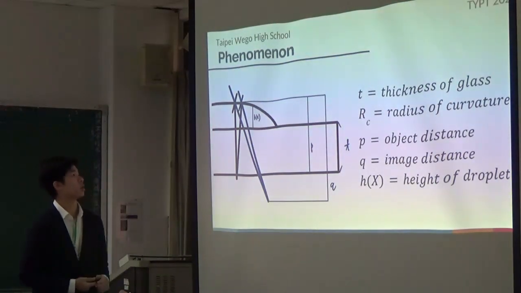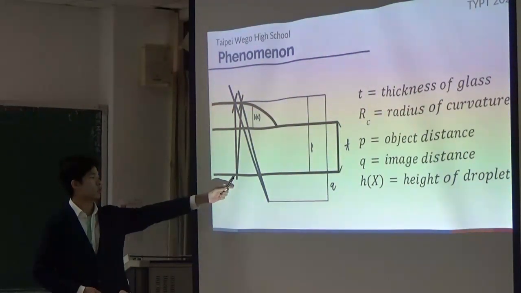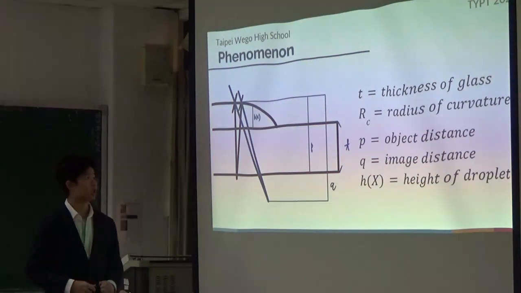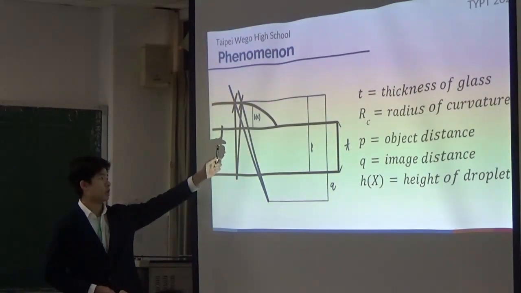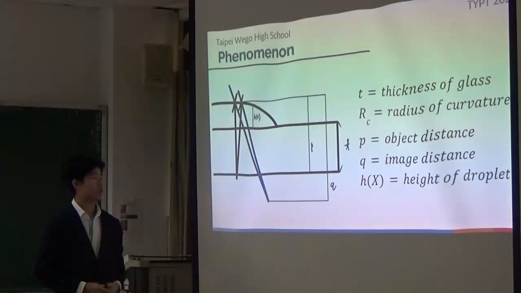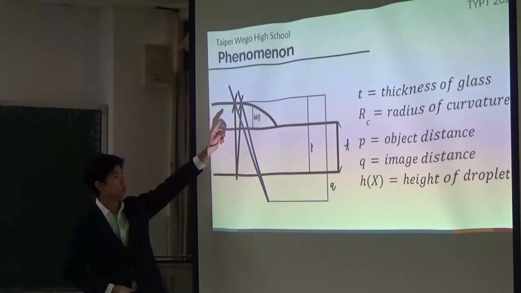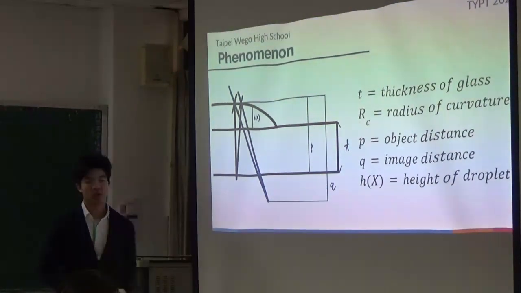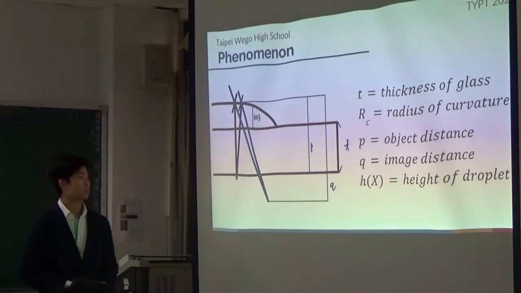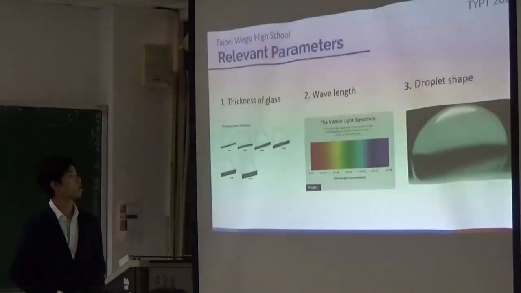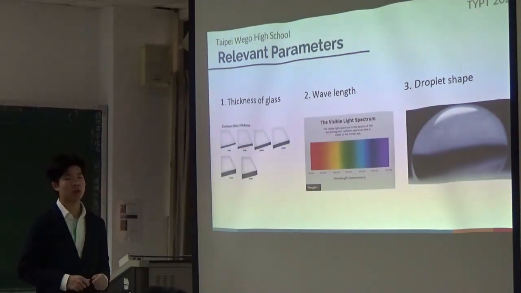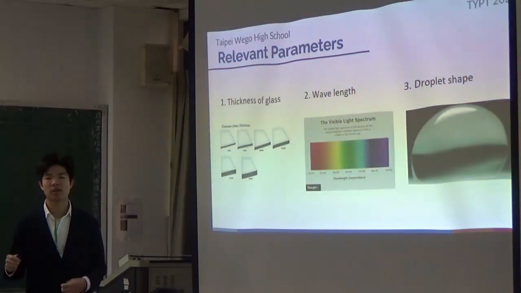And here's the phenomenon. We assume that there's a point under the glass surface, and when the light reflects from this dot, the light will refract from the droplet and in turn have an image distance under the glass surface. Our relevant parameters are the thickness of the glass, the wavelength of the light source, and the droplet shape.